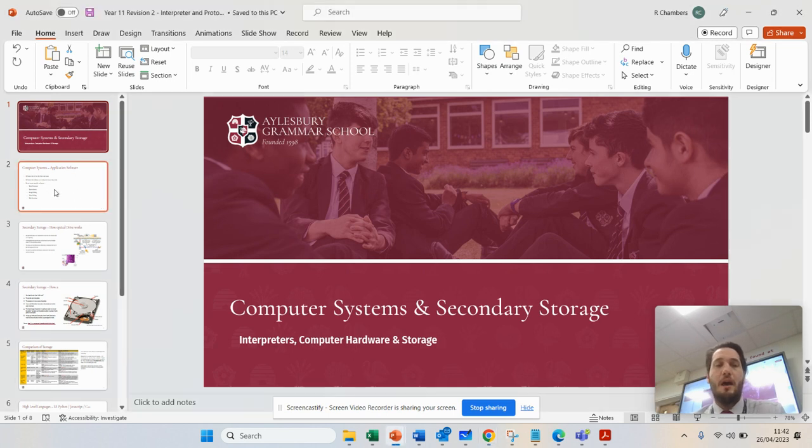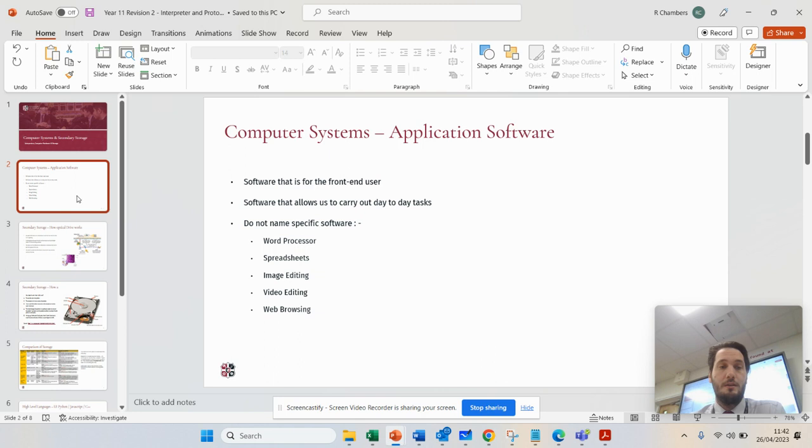Now, the first thing I want to draw your attention to is application software, because when I've gone through some mock papers, some of the things that people have made a mistake of doing is they've named specific applications. Remember that application software is all to do with the general using of the machine, your front end user. Right now, you are all users. If you have something like social media, you are a user. It is not your account, it belongs to the company. You use their service. And the same applies to computer systems when it comes to application software.